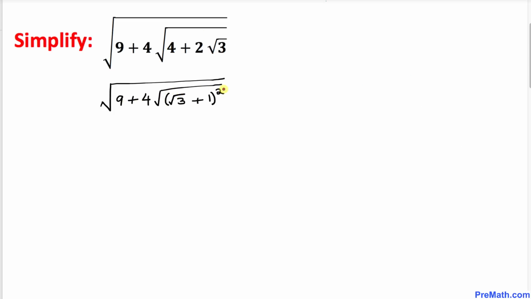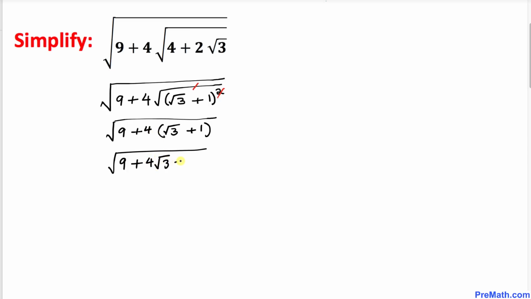Now we can see that this square and this square root undo each other. So therefore we ended up with the square root of 9 plus 4 times this part, square root of 3 plus 1. In this next step we are going to distribute this 4 with these two terms. So we can write this as square root of 9 plus 4 times square root of 3, and then plus 4 times 1, which is simply 4.